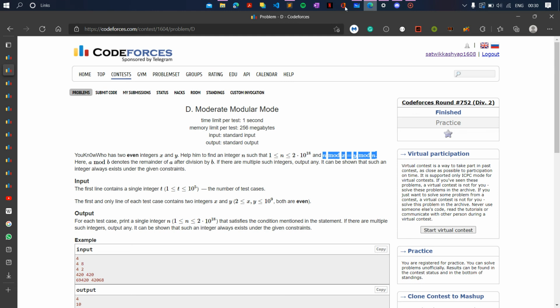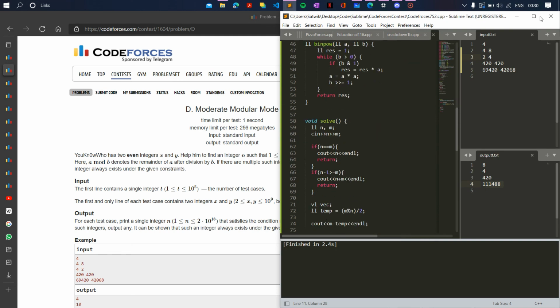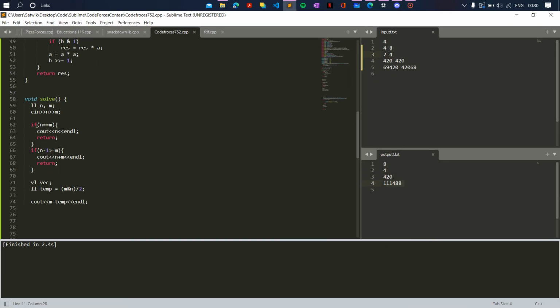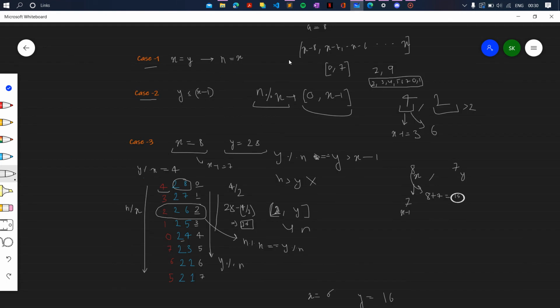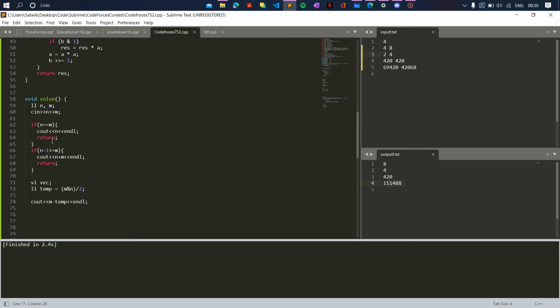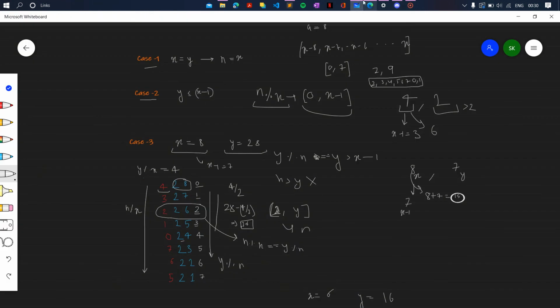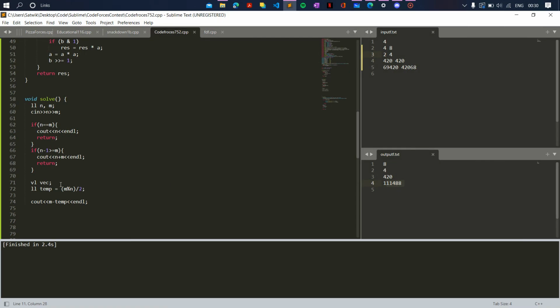I'll show you the code real quick. The code was pretty easy for this question. We'll just take our inputs. If n equals m, which is case 1, the answer would be just n, and we return the value. If n minus 1 is greater or equal to m, then the value would be n plus 1, as we have already shown. Otherwise, we'll just take m mod n. I have taken x equal to n and m equal to y in this question, so don't get confused by these values. We'll take y mod x, divide by 2, and subtract it from m, and that would be our answer.